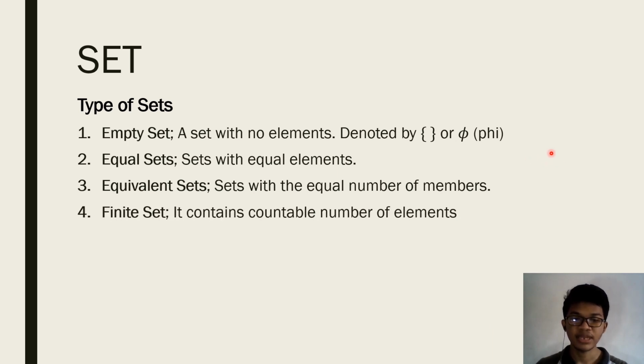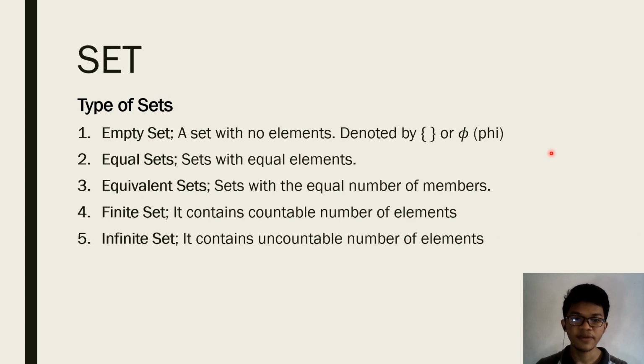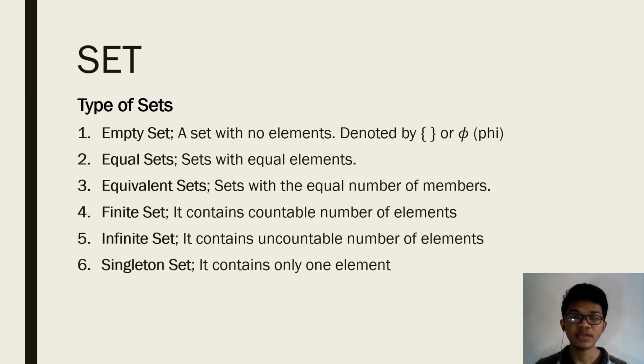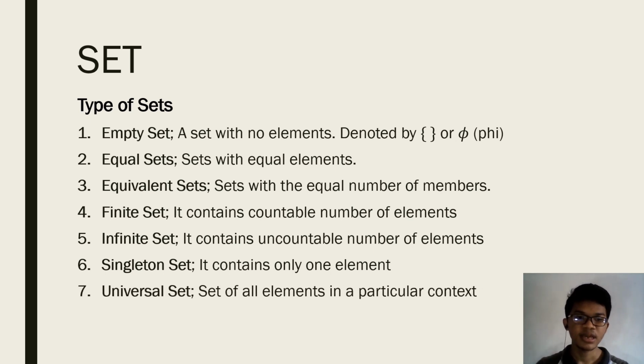The fourth is finite set. It contains countable number of elements. The fifth is infinite set. It contains uncountable number of elements. The sixth is singleton set. It contains only one element. The seventh is universal set, a set of all elements in a particular context.